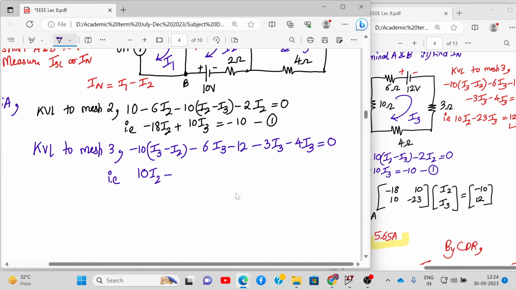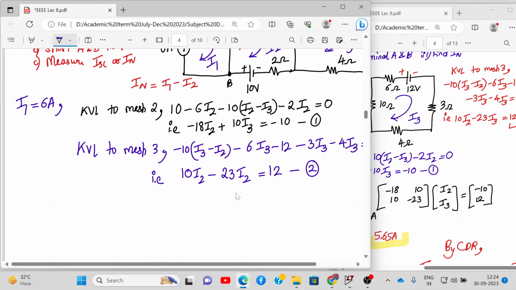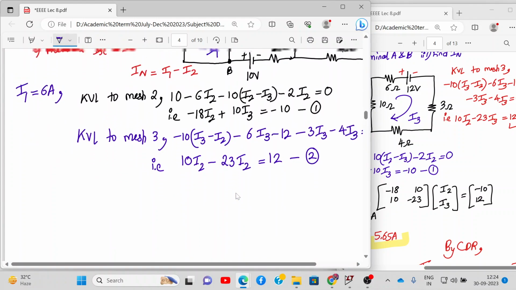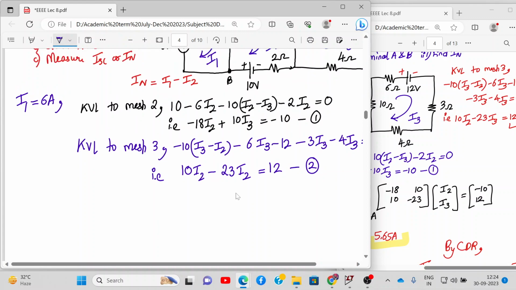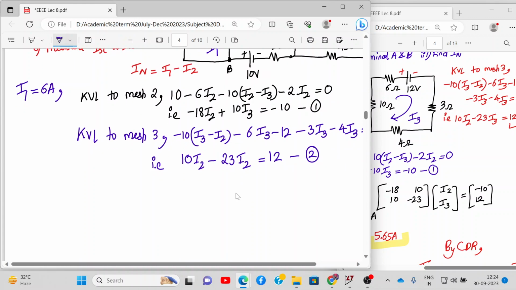So this will be minus 7, minus 13 and minus 23 I2, and that will be equal to 12. Let's call this equation number 2. All right, and so let's solve equation number 1 and 2 to find the value of I2 and I3. So let's put it in the matrix form. So here we'll have I2, I3. Here we will have minus 10 and 12.